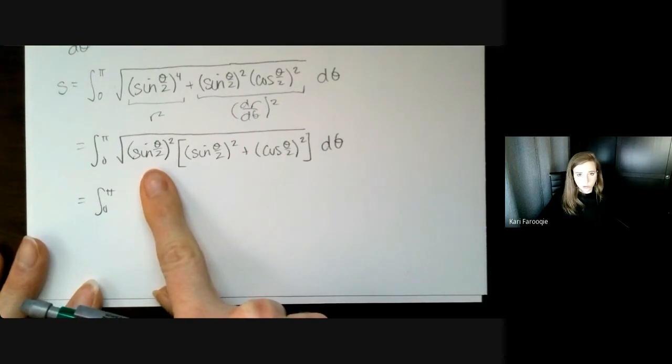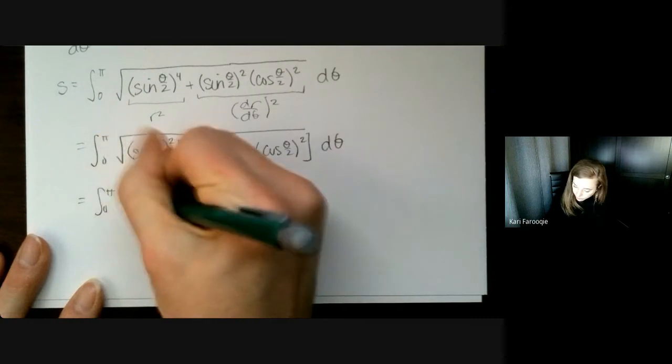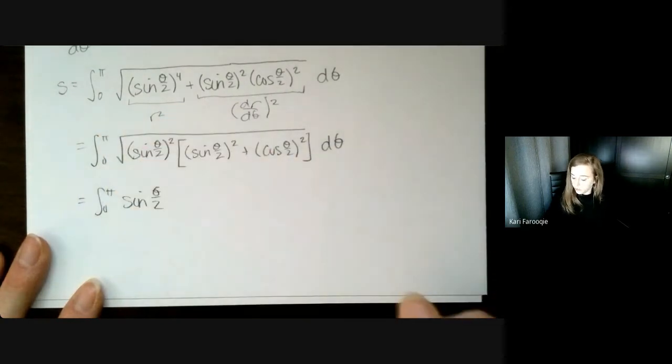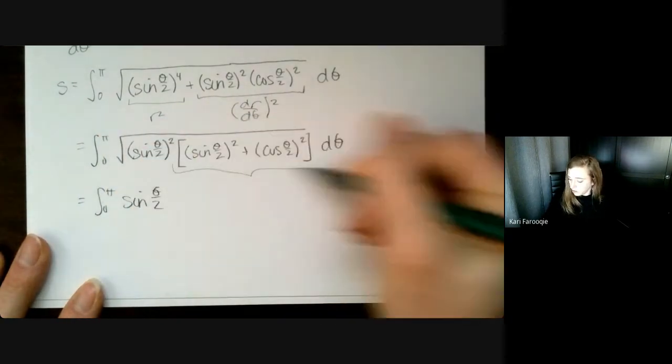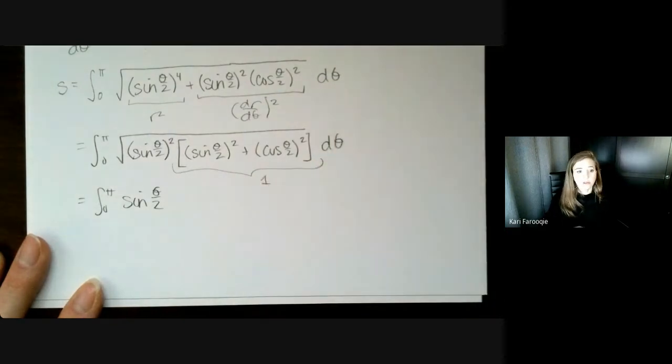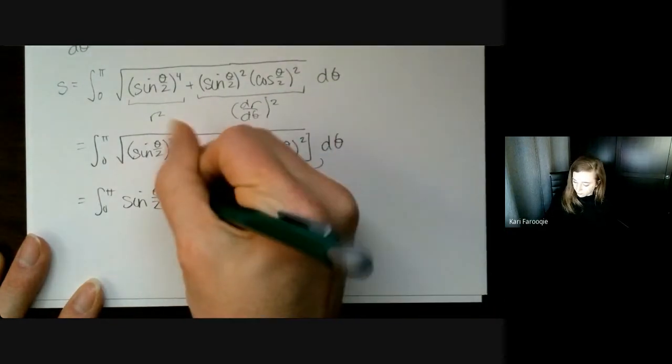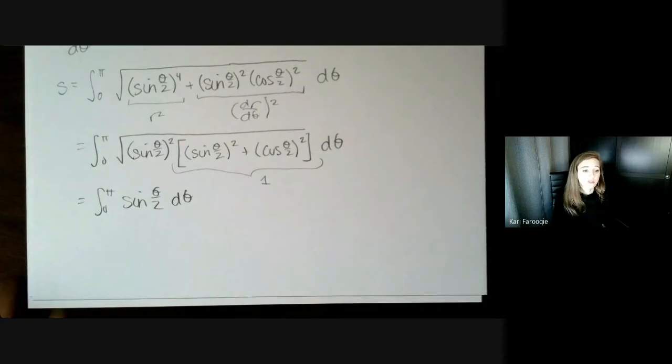So you're going to simplify this down now so that you have the square root of sine theta over 2 squared. The square root of this quantity squared is just sine theta over 2. This quantity right here simplifies down to 1. So your whole integral just simplifies down to sine theta over 2 d theta. Questions here?